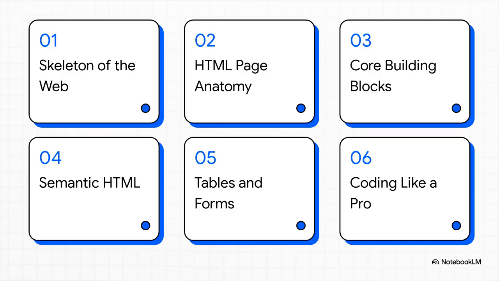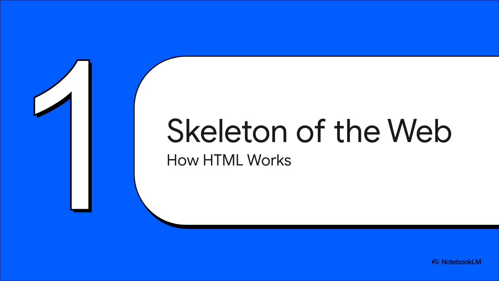1. The skeleton of the web. 2. Anatomy of an HTML page. 3. Core building blocks. 4. Power of semantic HTML. 5. Tables and forms. And finally, 6. Coding like a pro. Section 1. The skeleton of the web.